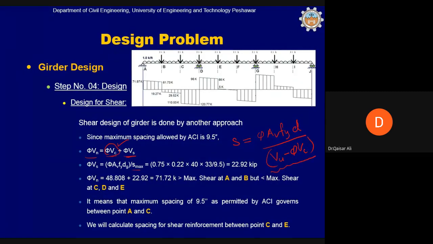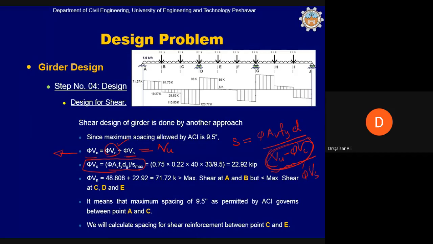This Vu minus φVc is basically φVs, because we know from this equation that φVn is equal to φVc plus φVs. So this must be greater than or equal to Vu. If this is equal to Vu, then Vu is equal to φVc plus φVs, and φVs is equal to Vu minus φVc. So this thing in the denominator is basically φVs. So φVs can be calculated as φAvfyd divided by S from this equation.